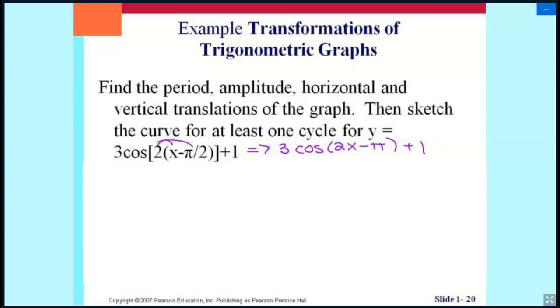Okay, so go ahead and look at the next example and write down what you think you know. So you should be able to look at that and determine the A value, because the A value is the amplitude or the value in front of the cosine. You need to distribute the 2 so that you can solve for your period and your horizontal translation. So you're going to distribute the 2, set bx equal to 2 pi.